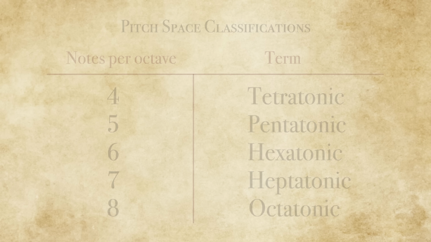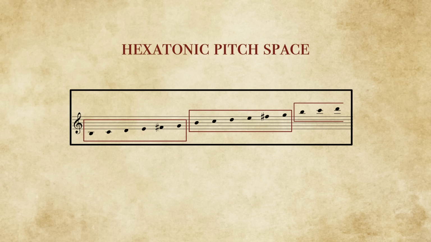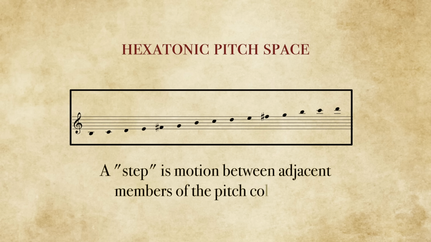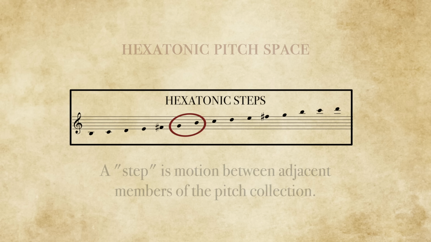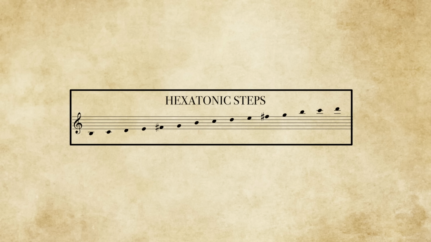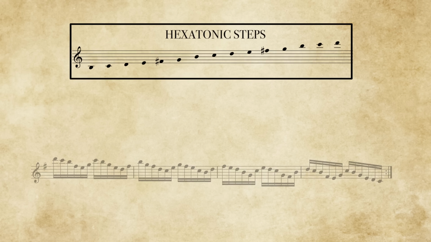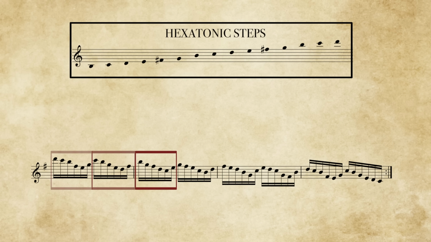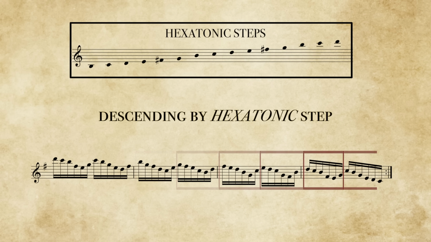Okay, but back to Oppenheimer. Right now we're oriented within a particular type of hexatonic pitch collection. A step in this space is motion between adjacent members of the collection. A step up from F sharp goes to G, and a step up from G now goes to B. To move from the model to its copies, you can move everything up or down by step, but you have to do it within this hexatonic pitch collection.